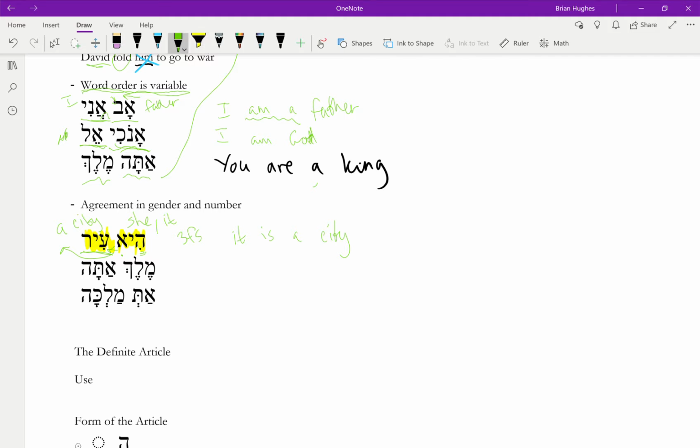And so here we have a feminine singular pronoun attached to a feminine singular noun. Here's another example, melek ata. So I just switched around this one because word order doesn't matter. So this is you are a king. This is a masculine singular noun, and it's a masculine singular pronoun that is paired with it. Again, we've got agreement in gender, which is masculine or feminine, and number, which is singular or plural.